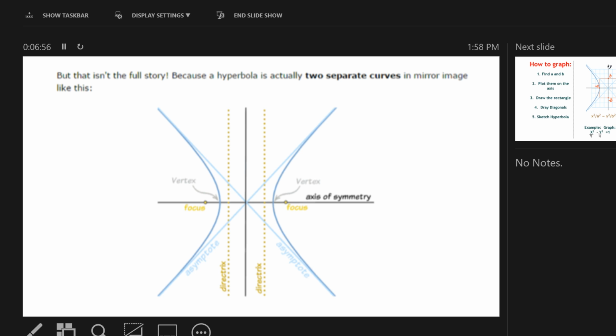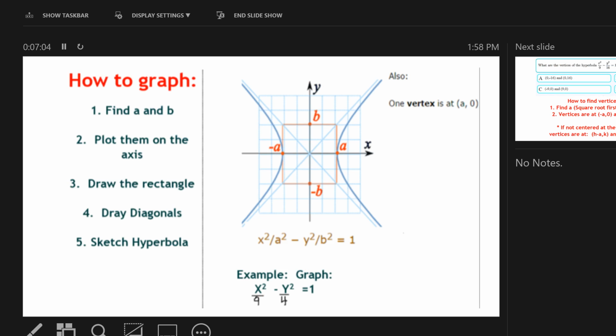So these asymptotes will actually help us graph these hyperbolas. It's a cool technique that we're going to use to do a real fast sketch of a hyperbola using these diagonals. Let's take a look at that. First of all, we're going to find a and b from our equation. For example, x squared over 9 minus y squared over 4 equals 1.